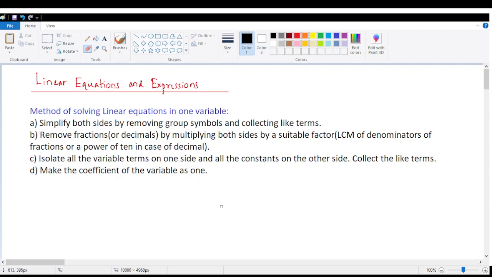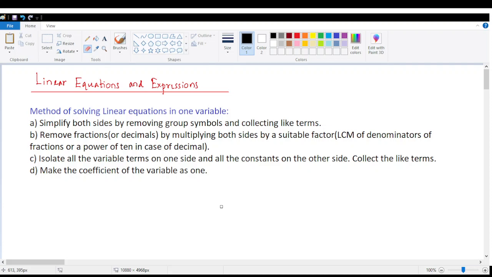After that, the next thing is we have to collect the like terms. We have to see what the like terms are and collect them together. And finally, make the coefficient of the variable 1. Suppose after doing all the operations, you get 2x on one side and 8 on the other side, for example. Now your objective will be to make the coefficient of the variable, which is here 2, as 1. Now when do you make it? You have to simply take the 2 and put it on the other side. Now how are you going to do that?